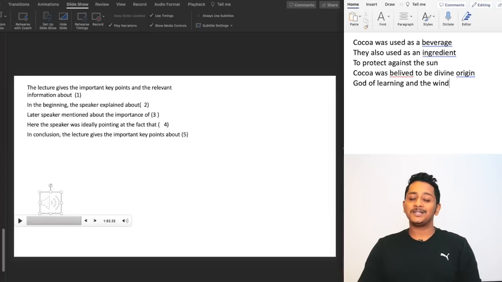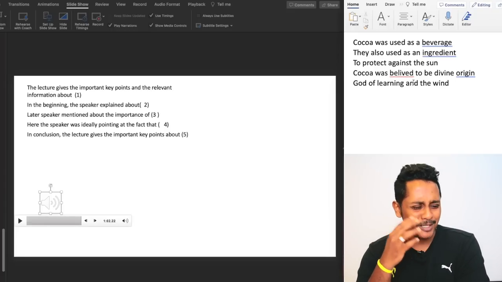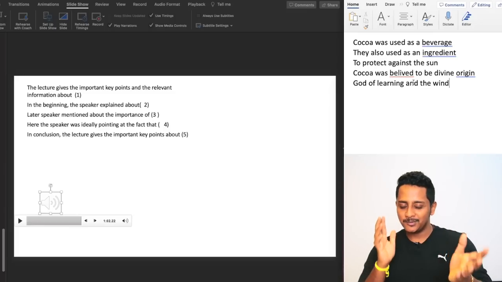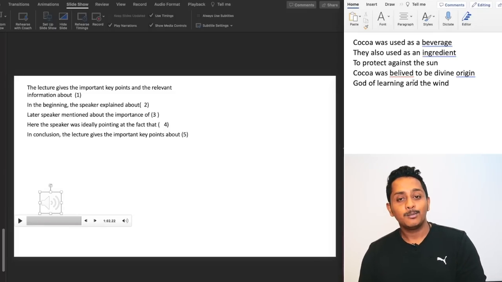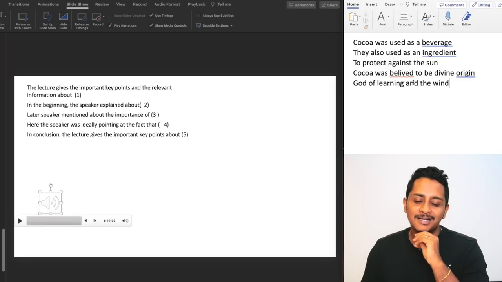Five phrases is more than enough. Trust me, the audio was tricky. A lot of words were not clear. Even I was trying so hard. I don't have headphones, by the way. I was trying so hard to understand, but still, I managed to write whatever I could. Now, the only thing that is left is that I have to manage to speak well.